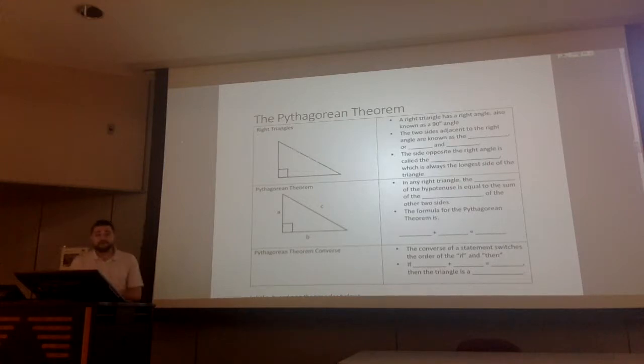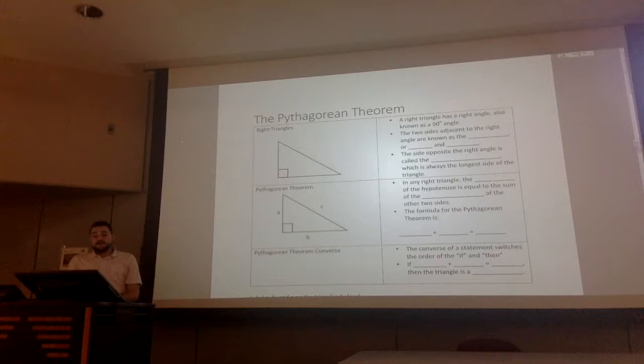So today we're going to be going over the notes for target 1 of the Pythagorean Theorem. And by the end of this lesson, you should be able to use the Pythagorean Theorem to find a missing side and also be able to determine if triangles are right triangles or not.